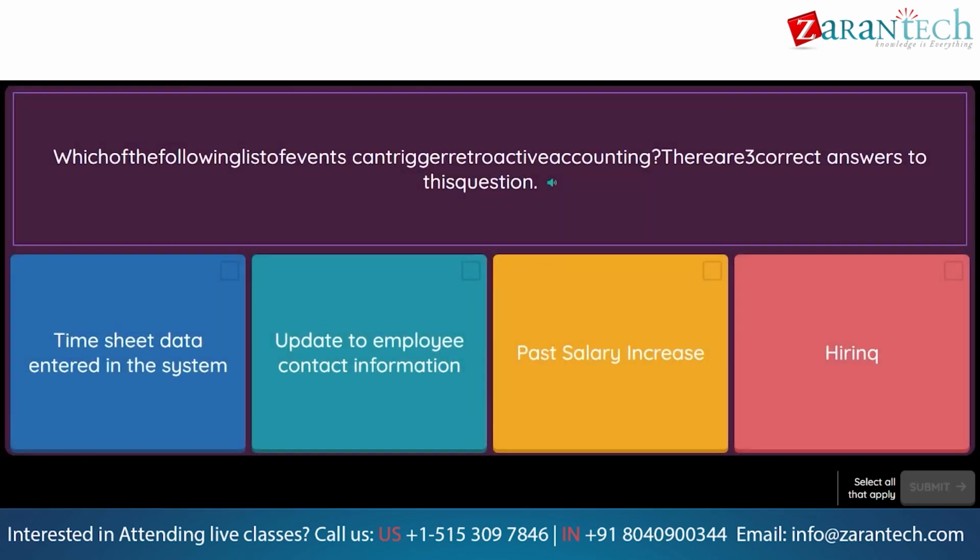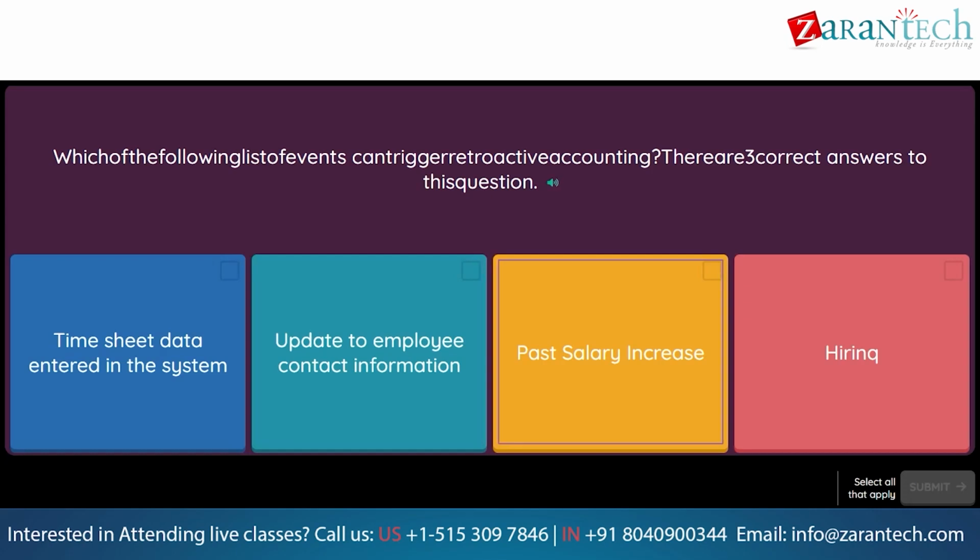Question: which of the following list of events can trigger retroactive accounting? There are 3 correct answers to this question. Option 1 timesheet data entered in the system. Option 2 update to employee contact information. Option 3 past salary increase. Option 4 hiring.